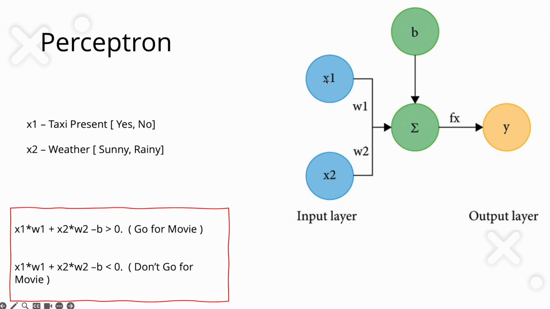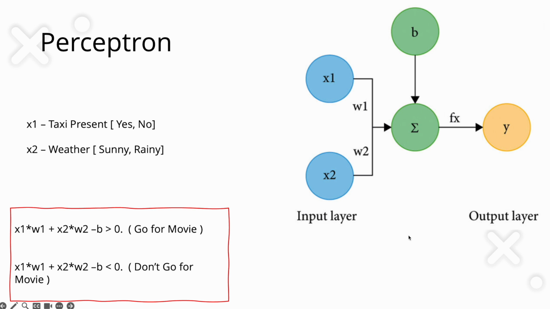Let's see mathematically whether it can work. I'm saying that x1 is a binary choice, 1 or 0, and I'm multiplying it by w1, some weight depending on whether the transport is present or not. It could be 2, 3, 4, 5, some number. Similarly, I've assigned a weight w2 for the weather and multiplied by that. Then I'm summing these two things up, and then I'm subtracting a threshold. So if that crosses the threshold and the number becomes positive, I will go for the movie. If the number becomes negative, I will not.